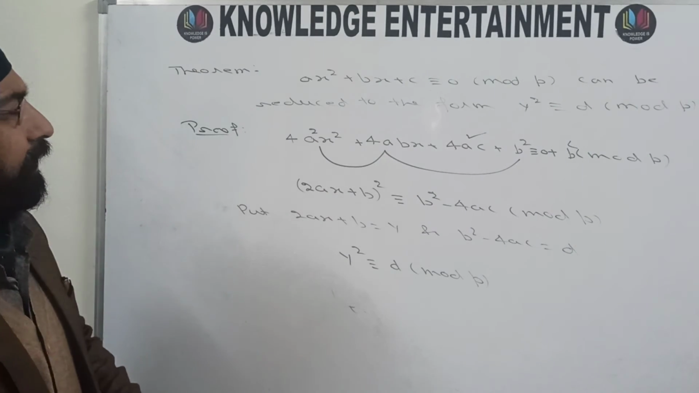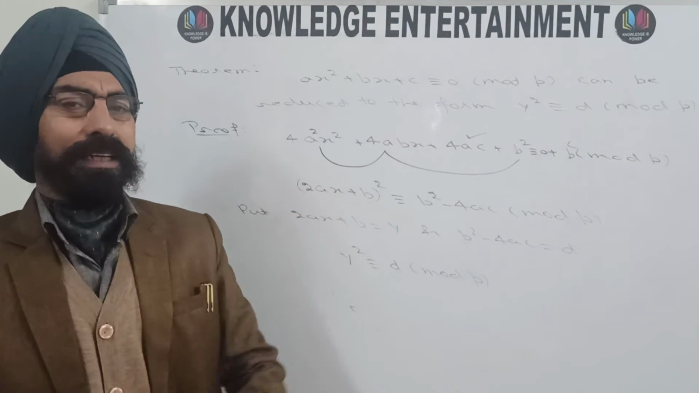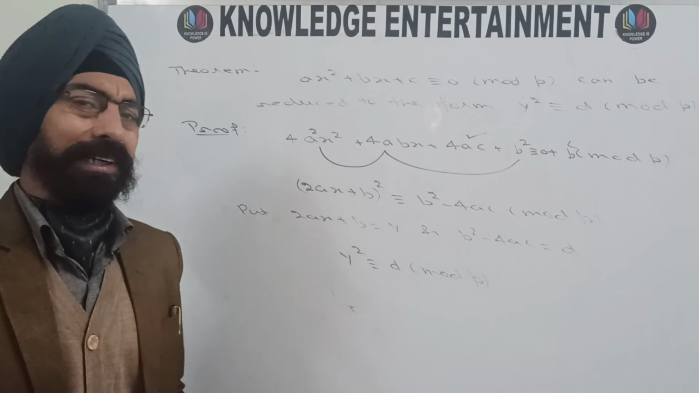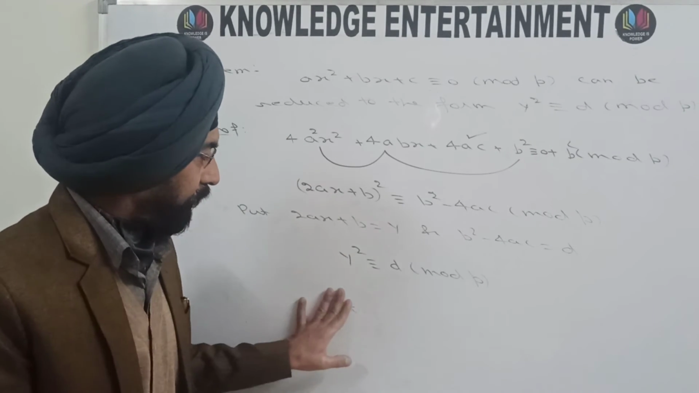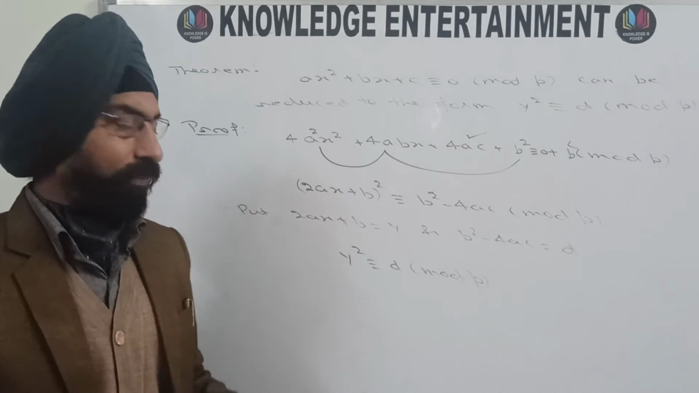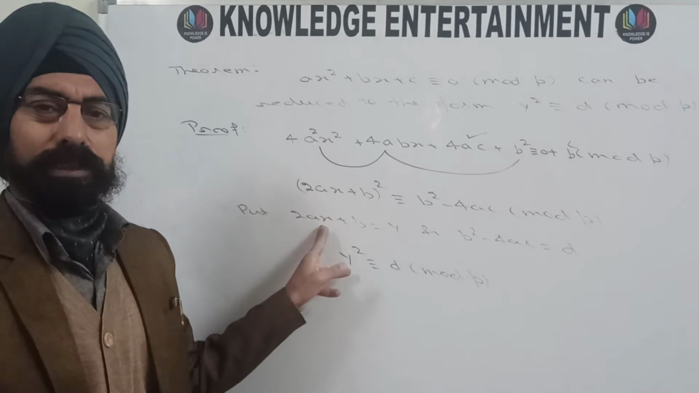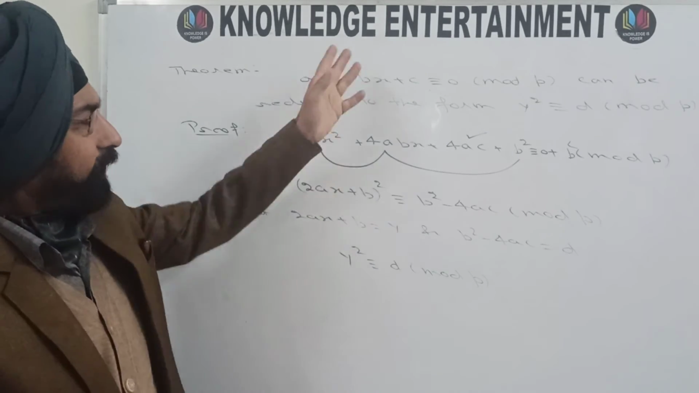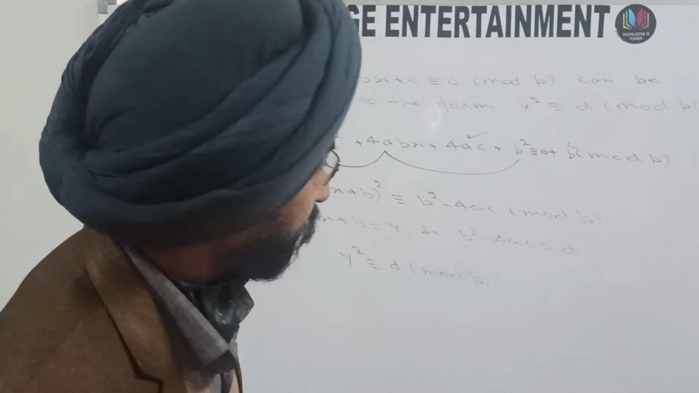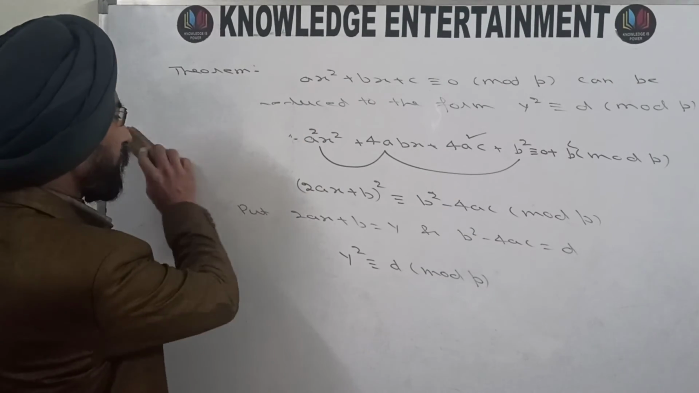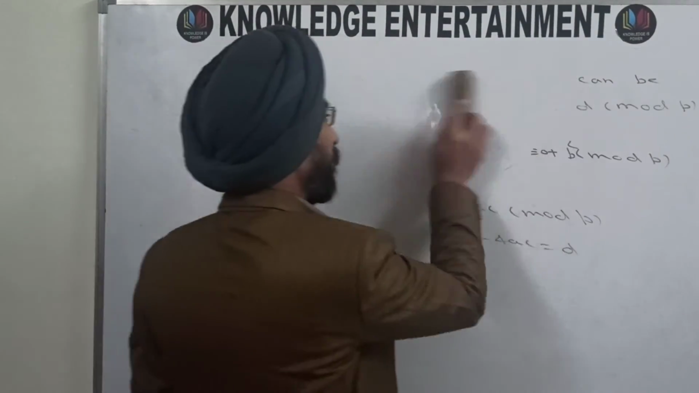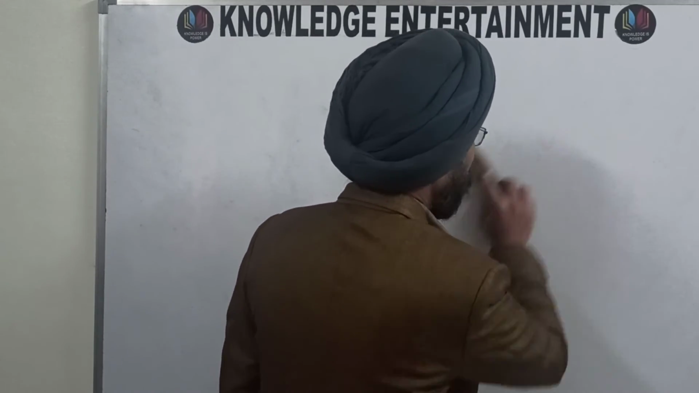So that means this quadratic congruence equation ax square plus bx plus c is congruent to 0 modulo p can be written in the form y square is congruent to d modulo p, where your y is 2ax plus b, and your d is nothing but b square minus 4ac. So always it can be done. So this is another useful result. We may use this result at some places when we will be doing the chapter on quadratic congruences.